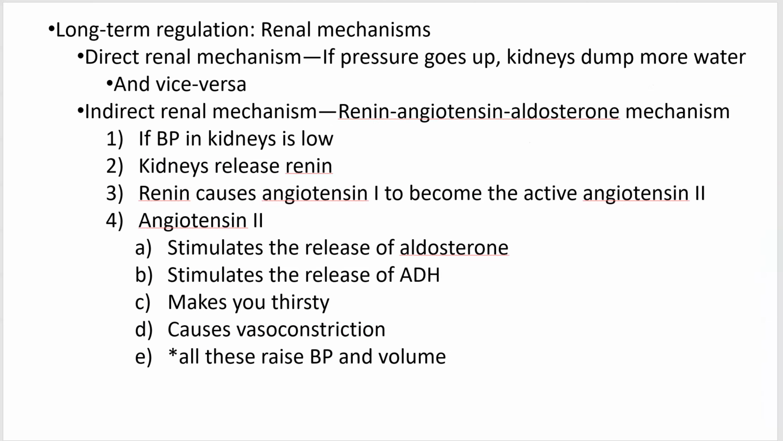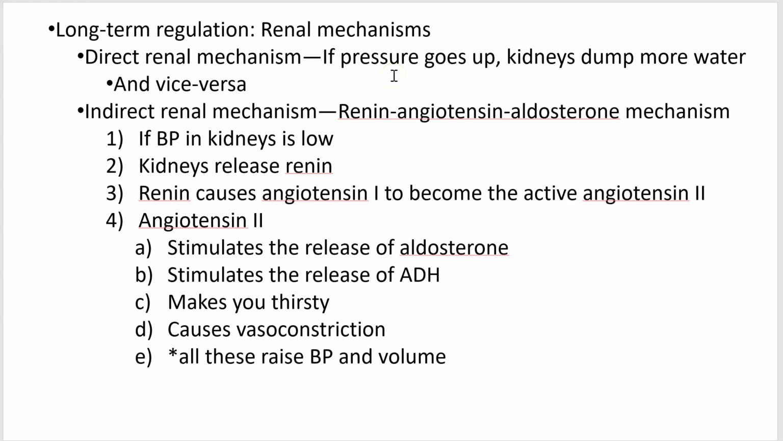Last slide for this screencast is long-term regulation. So generally, renal mechanisms are responsible for long-term regulation. Renal, kidneys, blood volume is connected. Your urine is produced from your blood. So if you want to reduce blood volume, you have to produce urine to get rid of some of that volume. The direct renal mechanism just involves a simple relationship between pressure and urine volume.